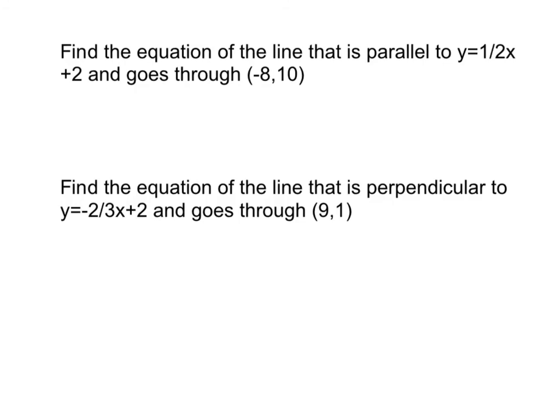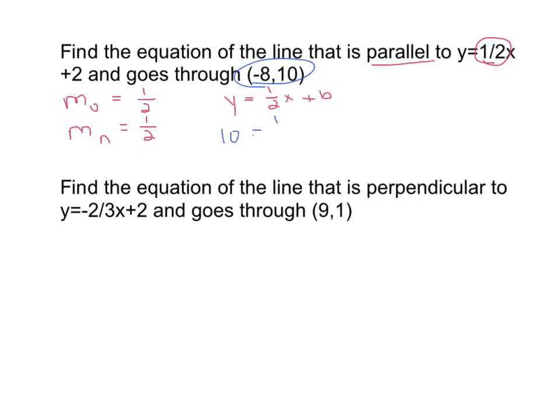Okay, so find the equation of the line parallel to y equals 1/2 x plus 2. Now the important thing here is the slope. So the slope of the old line is 1/2. Because we want to find parallel, the slope of the new line is going to be 1/2. So we have y equals a slope of 1/2 x plus some b that we need to find. Now, where does it go through? It goes through (negative 8, 10).